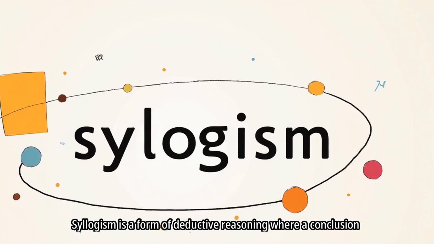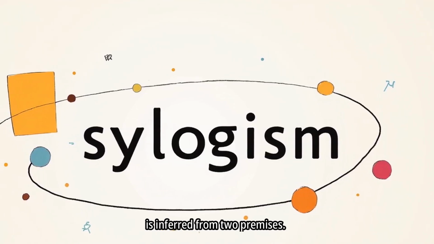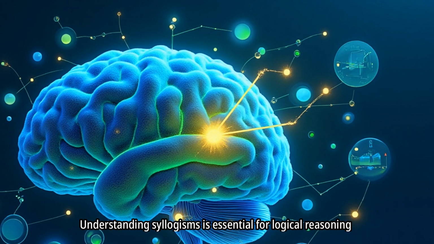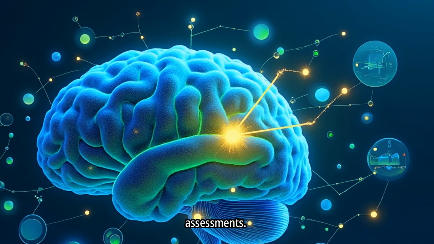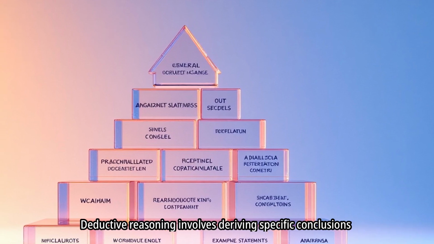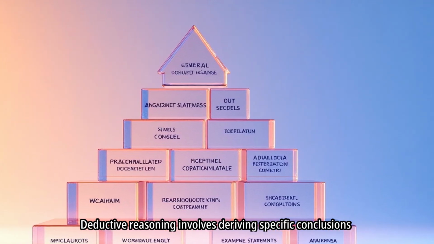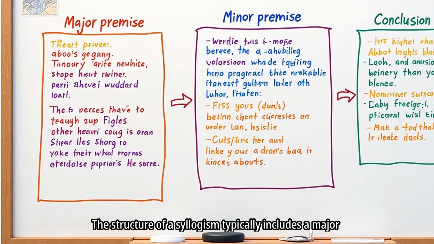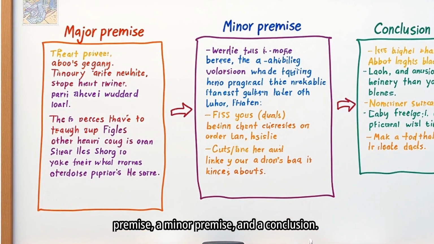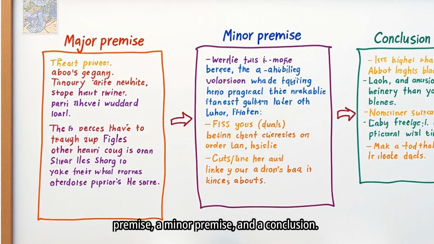Syllogism is a form of deductive reasoning where a conclusion is inferred from two premises. Understanding syllogisms is essential for logical reasoning assessments. Deductive reasoning involves deriving specific conclusions from general statements. The structure of a syllogism typically includes a major premise, a minor premise, and a conclusion.